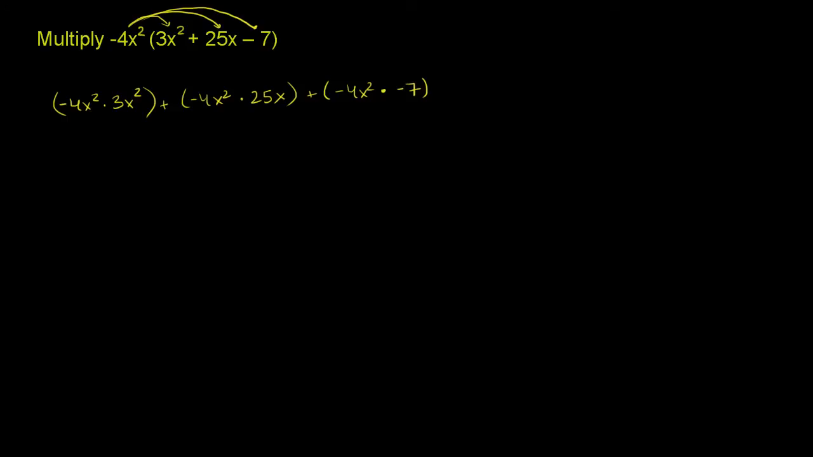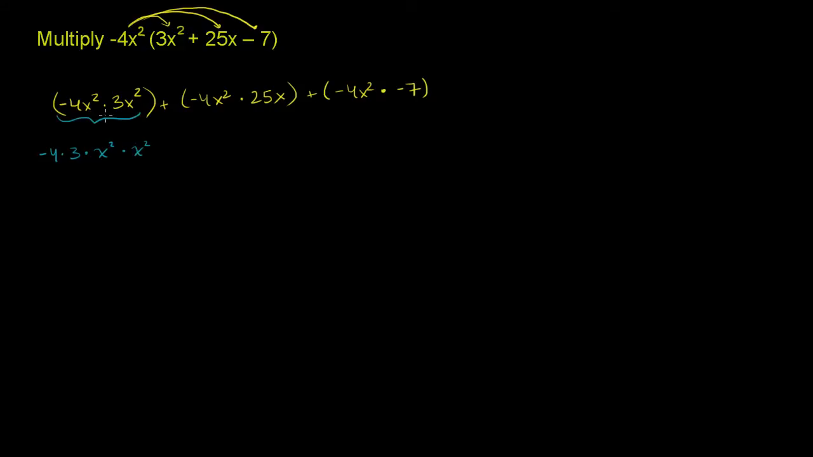Now, we can obviously swap the order. We're just multiplying negative 4 times x squared times 3 times x squared. And actually, I'll do out every step. Eventually, you can do some of this in your head. This is the exact same thing as negative 4 times 3 times x squared times x squared.